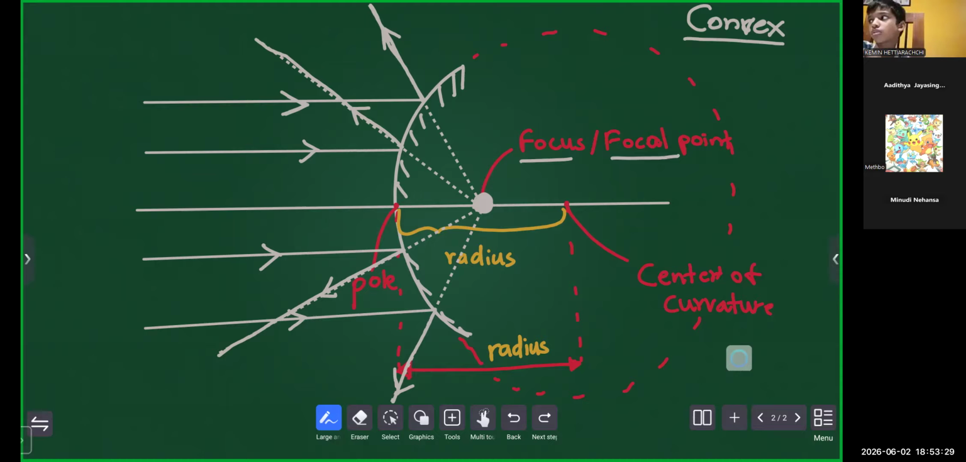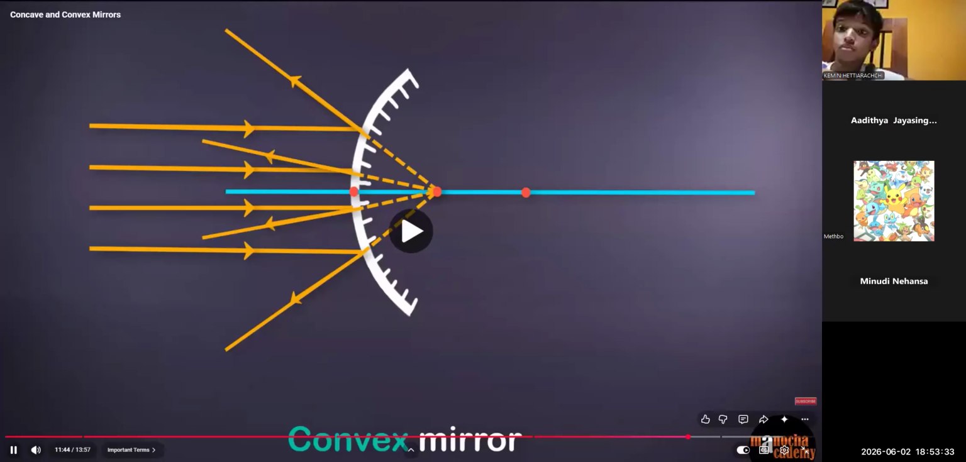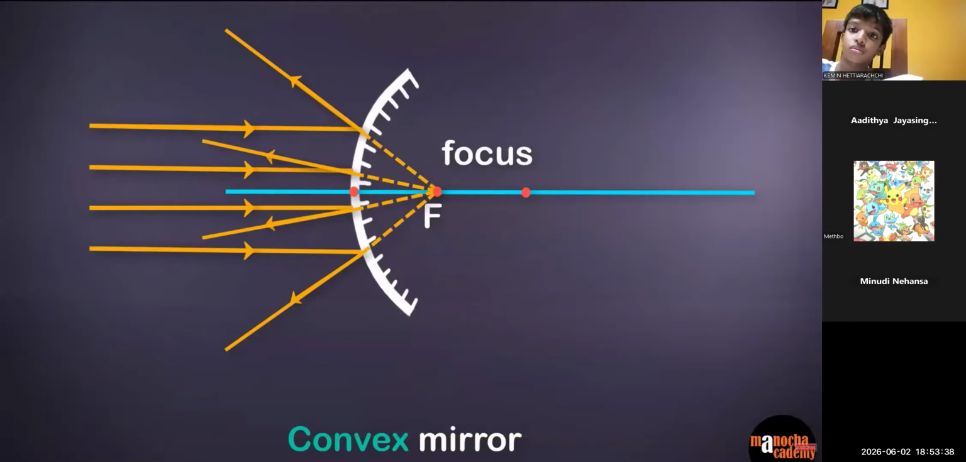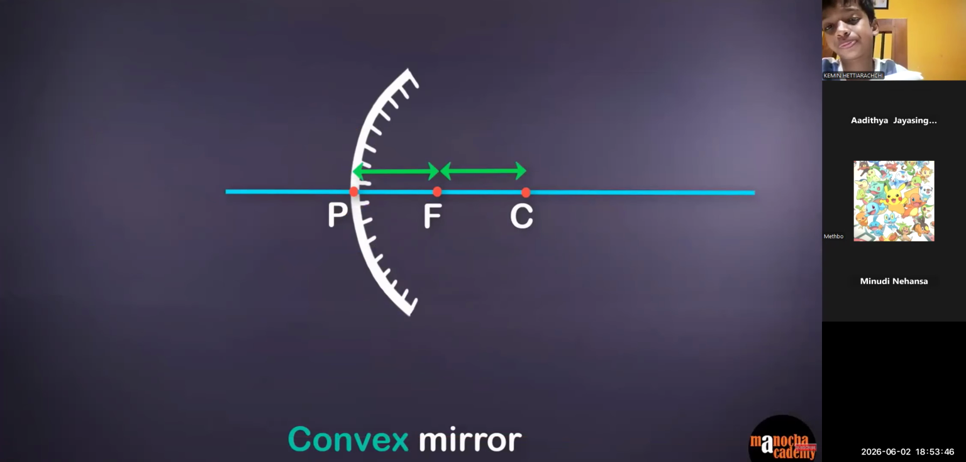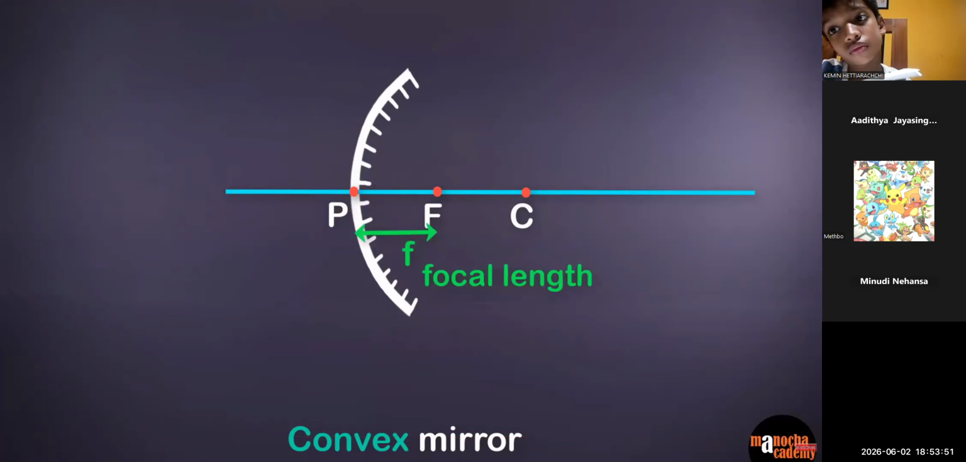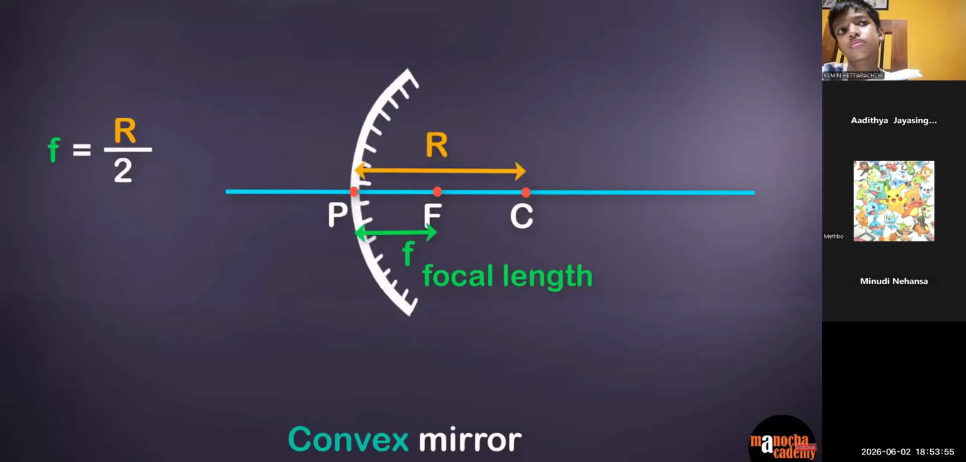Okay, let's watch the video quickly. This point is called the focus, represented by F. The convex mirror has a virtual focus, since the focus lies behind the mirror. The focus is exactly in the center of P and C. The focal length F is the distance between the pole and the focus. So focal length equals radius of curvature divided by 2.